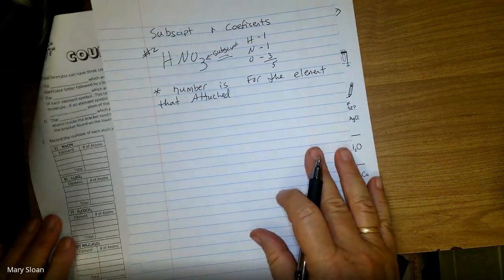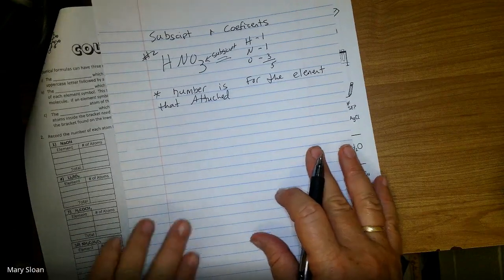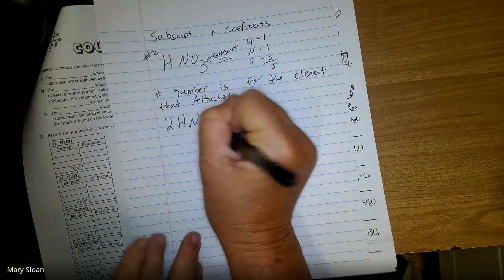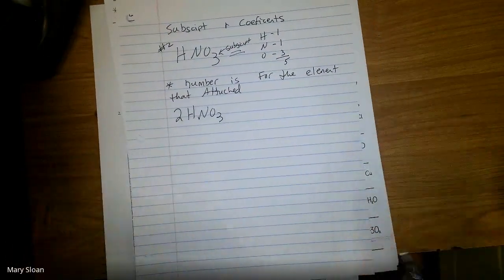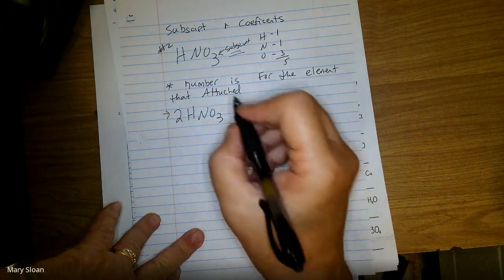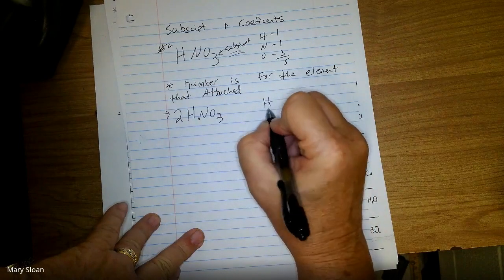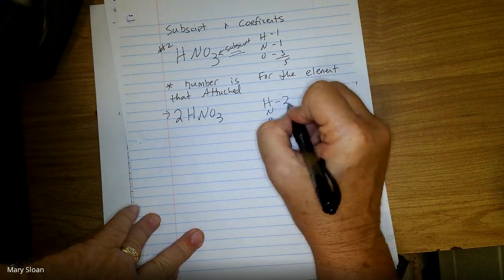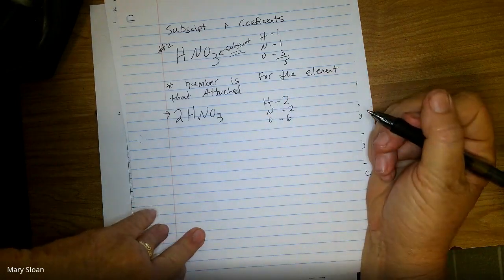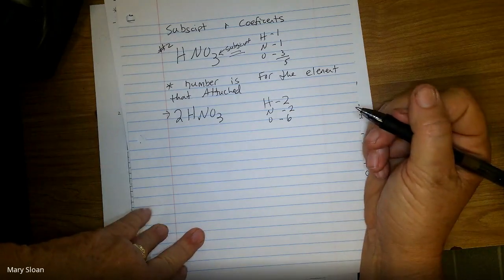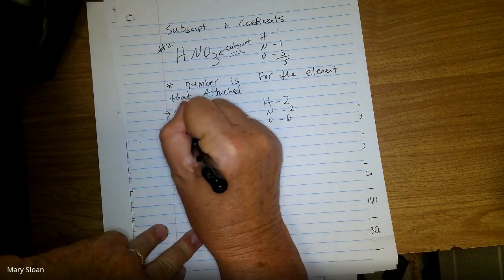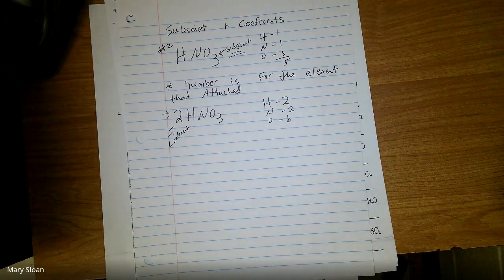When we're talking about a coefficient, we're talking about a number that's in front. Say we have the same compound, but this time we have a 2 in front. So we have a subscript and a coefficient, okay? Based on that, this gets distributed. So hydrogen, nitrogen, and oxygen. Hydrogen will now be 2. Nitrogen will be 2. And 3 times 2 is 6 for our oxygen, okay? That has to do with when we're talking about a coefficient. So those are the first 2 things we've covered.